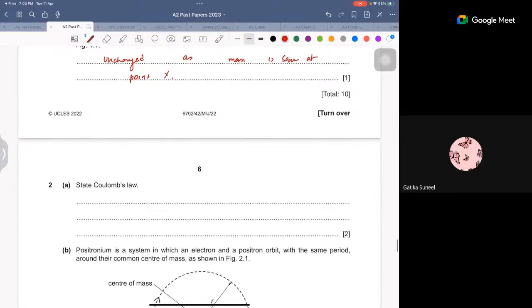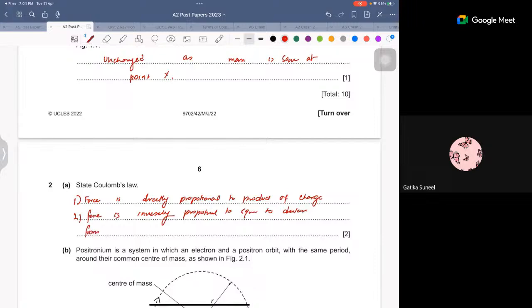All right. Then the next is Coulomb's law. Coulomb's law is that force, you can write electric force if you want to, is directly proportional to the product of the charges. And the second part of the definition is that force is inversely proportional to the square of the distance between their centers. Like that.